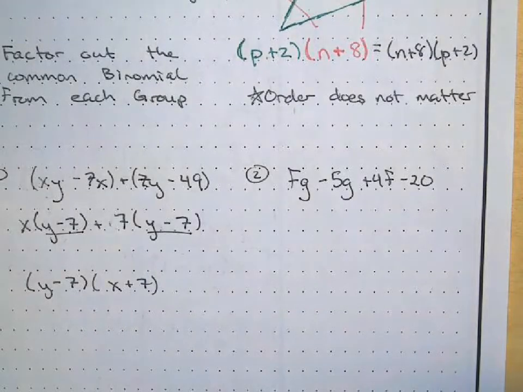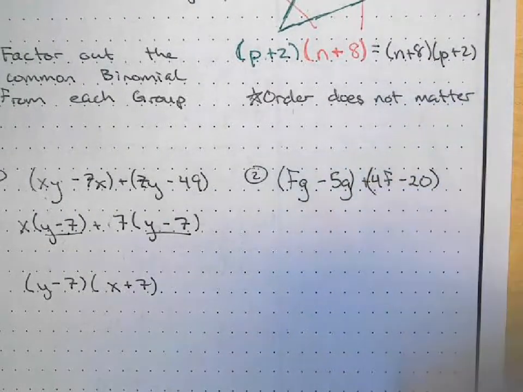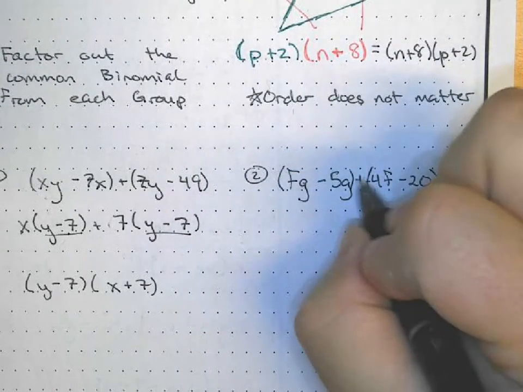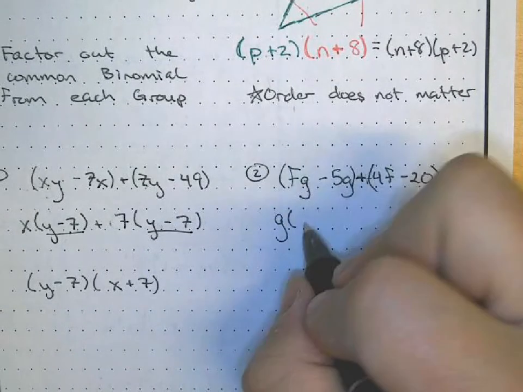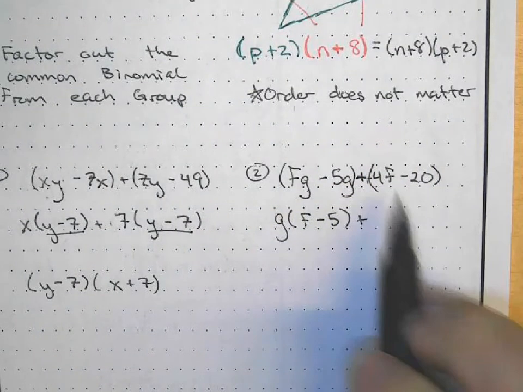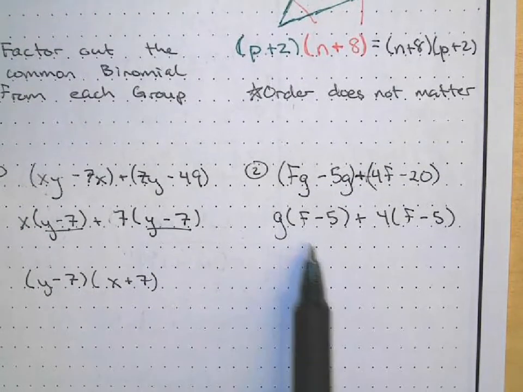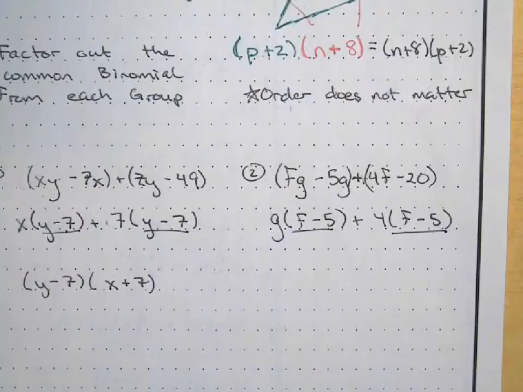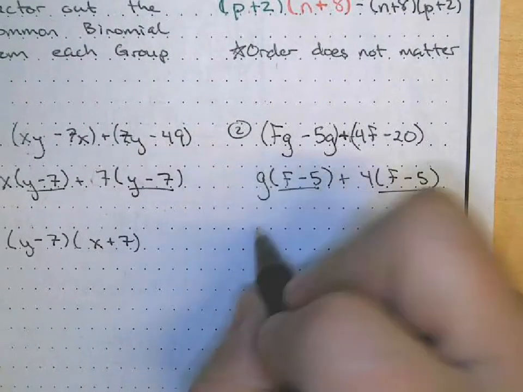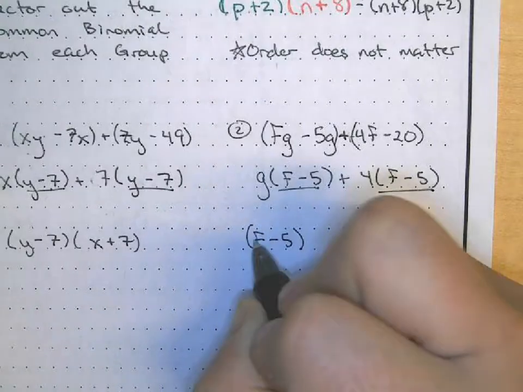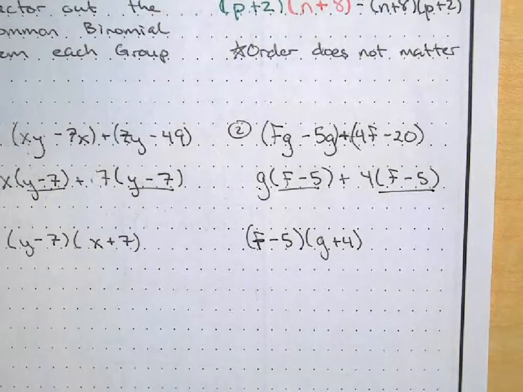Okay, so hopefully you took the chance to try this on your own. I'm just going to follow my steps, put parentheses around my groups. Now I'll factor out a g from that one. If I factor out a g, I'm left with f minus 5. And then I can factor out a 4 from my second group, and if I do that, I'm left with that f minus 5. Exactly what I'm looking for, the same binomial for each term. And now I can factor out the f minus 5 out front. And then I have my g plus 4 coming down, just like that.